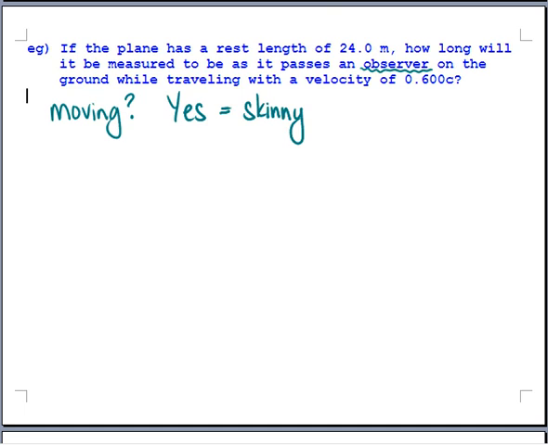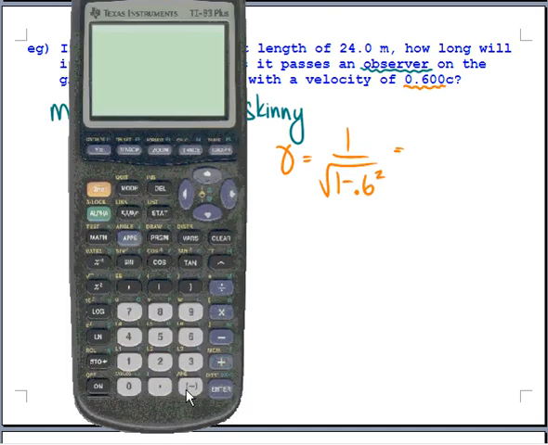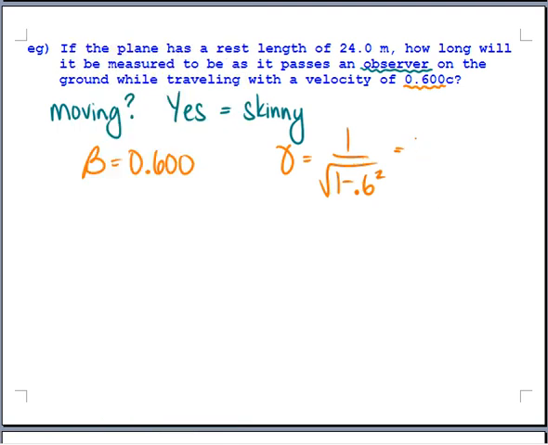So beta is actually sitting right there. Super quick to get. So beta is 0.600. If we turn that into a gamma value, remember gamma is 1 over the square root of 1 minus beta squared. Got my calculator here. Let's see what it says. 1 divided by square root of 1 minus beta squared, 1.25.